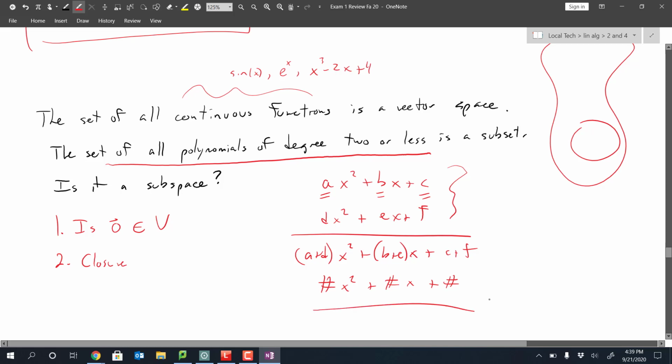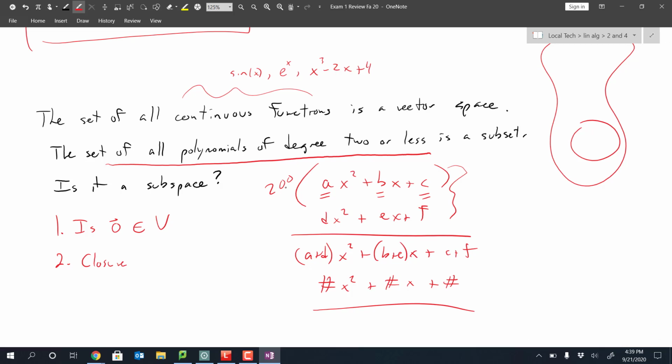So it is closed under vector addition, and you can imagine that if I took this whole thing and multiplied it by 200, it's still going to be a polynomial of degree 2 or less. So it's closed under scalar multiplication as well. So this set of all polynomials of degree 2 or less is actually a vector space by itself.